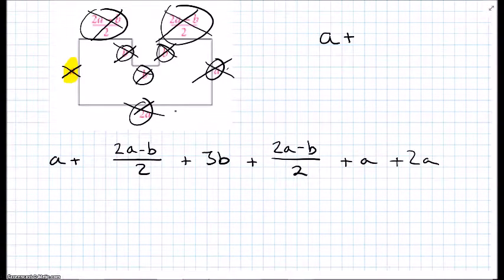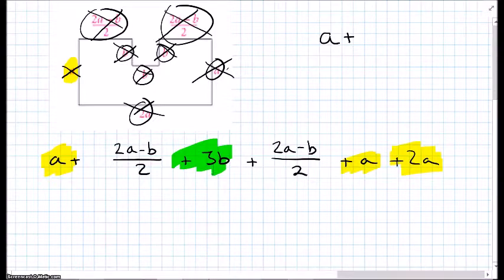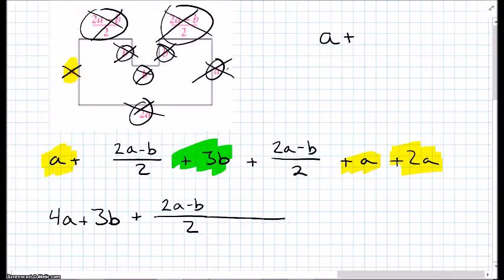So let's add this up. Sum like terms. So let's highlight what we got. I got an A, and I got an A, and I got a 2A, and I got a 3B. So we can rewrite all that pretty easily. A plus 2A is 4A. So I can rewrite this as 4A plus 3B plus, now how do we add fractions? Since the denominators are the same, we can just add them together. So 2A minus B over 2 plus 2A minus B.